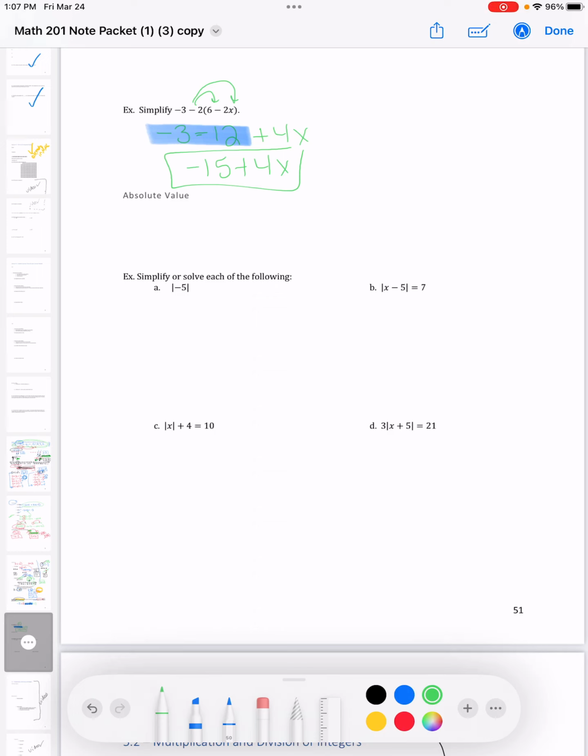The last part of this section 5.1 is talking about absolute value. The absolute value is the distance between a number and 0. So it is a distance, that's a measurable amount. That means the absolute value isn't going to give us a negative answer. If we're to the left of 0, say we're at -2, that distance is still just 2.